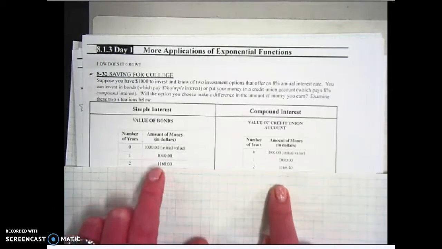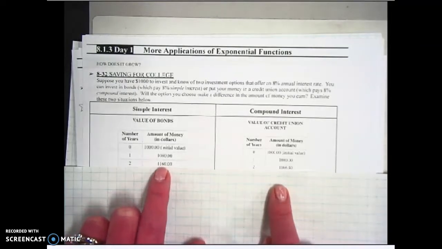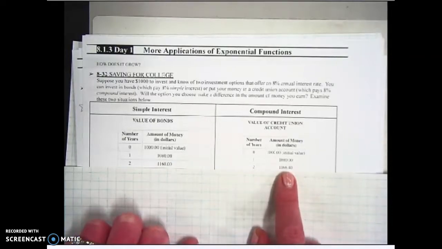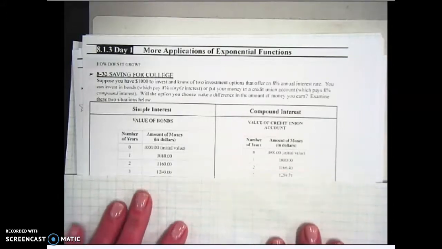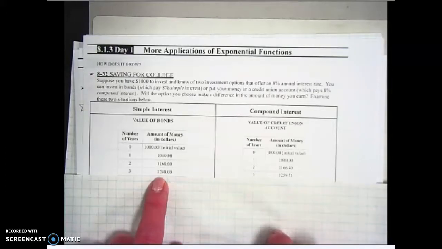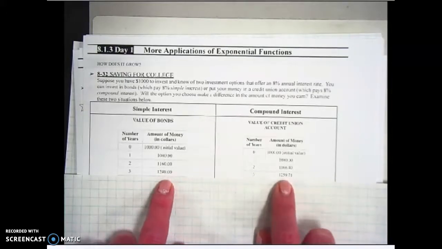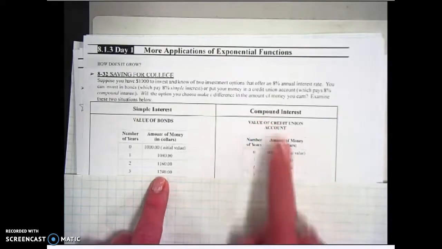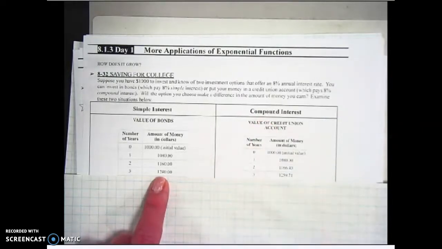They are no longer equal. So the simple interest is $1,160, and the compound interest is $1,166.40. Okay? After year 3, simple interest is $1,240, and the compound interest is $1,259.71. So far, we're all ready. Which one looks better? The compound interest has more money in it, right? And the goal is you want more money. You don't want to have less money, you want to have more money.